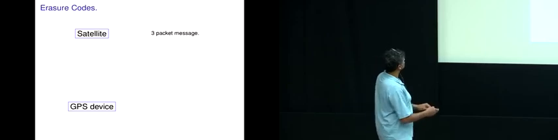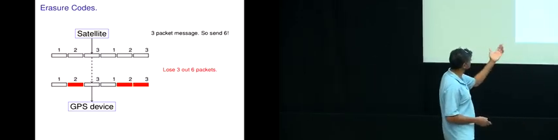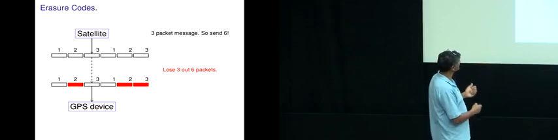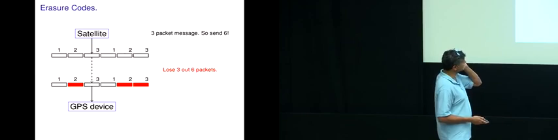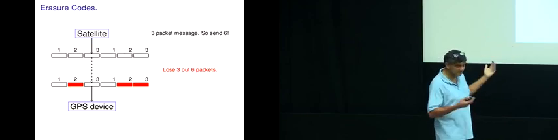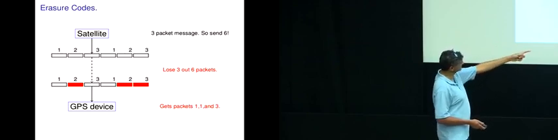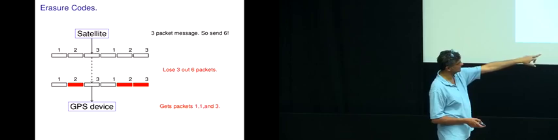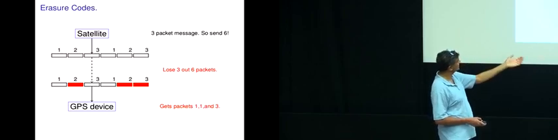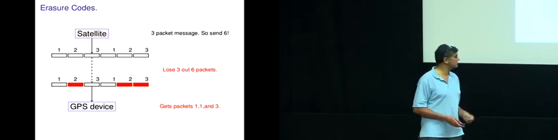Okay, so here's this picture. You lose 3 packets. This encoding scheme was to copy the packets. We have 2 copies of 1, 2 copies of 2, and 2 copies of 3. This encoding scheme is very easy because you just make 2 copies. But it has a problem. If you lose 3 packets, you might only get packets 1, 1, and 3. You've lost the information in packet 2.